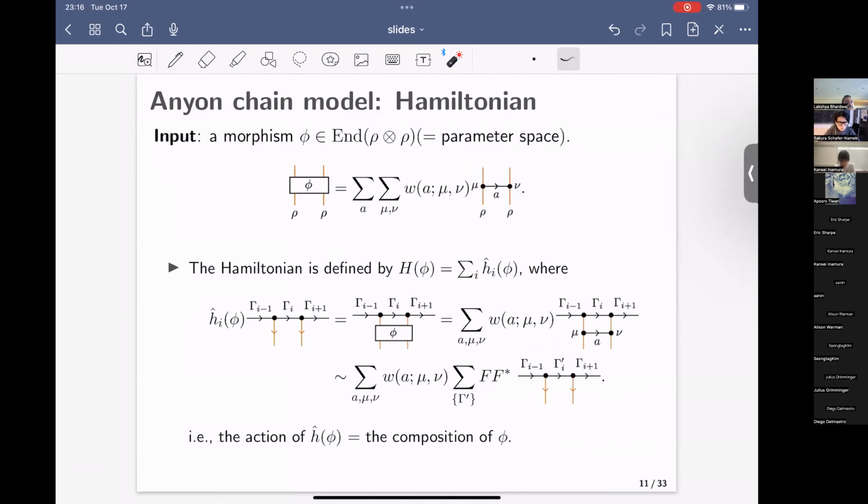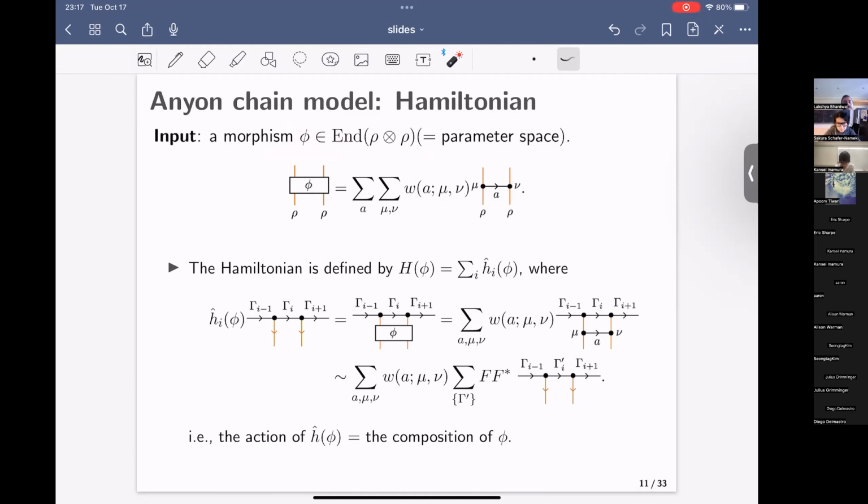And in order to define the Hamiltonian of this model, we also choose another input data, which is a morphism phi from rho tensor rho to itself. So here rho is the object that we chose in the previous slide. And Hom(rho tensor rho, rho tensor rho) is the set of morphisms from rho tensor rho to itself. So in particular, this is a finite dimensional vector space. And for each element of this finite dimensional vector space, we can write down the corresponding Hamiltonian of this model. So in this sense, this vector space can be regarded as a parameter space of this model because for each element of this vector space, we have a corresponding lattice model.